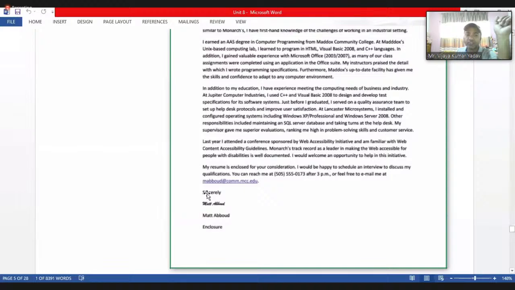Then you will write "Sincerely." Below sincerely, you can leave two gaps. In this two-line gap you will do your signature, and then below the signature you will write your name, and below name you will leave one line gap, and then you write "Enclosure." Enclosure means you are going to enclose resume along with this application. So below enclosure, you leave two line gap and close the box.